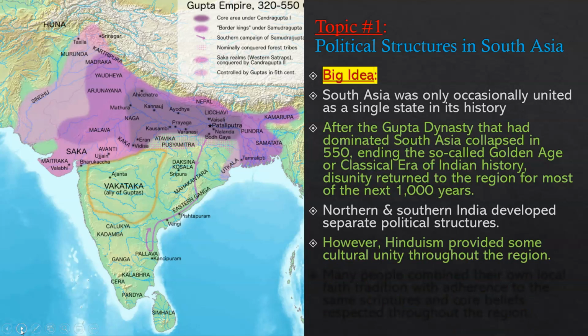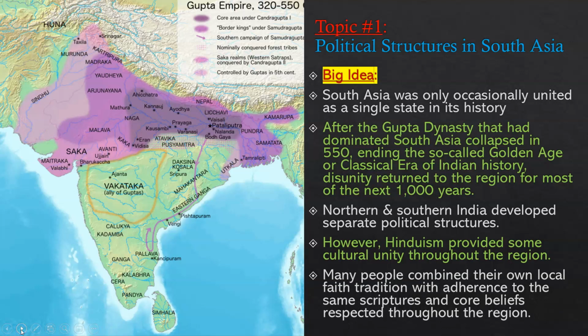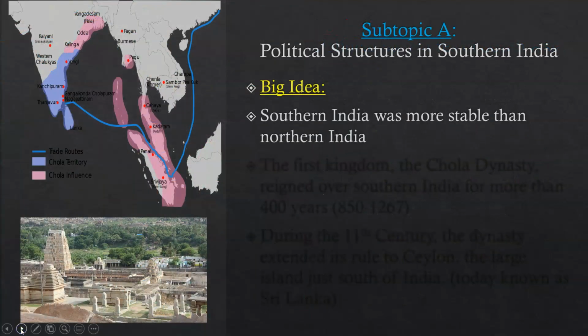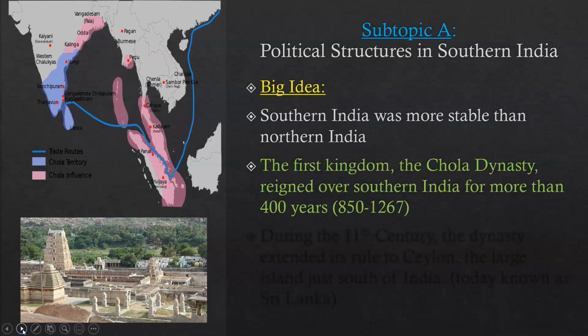However, Hinduism provided some cultural unity throughout the region. Many people combined their own local faith tradition with adherence to the same scriptures and core beliefs respected throughout the region. So you kind of get some hybrid here with religion and culture and belief systems, right? Subtopic A, political structures in southern India. Southern India was more stable than northern India. Another big idea to grab.